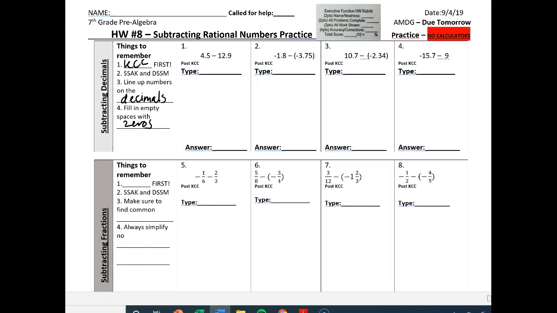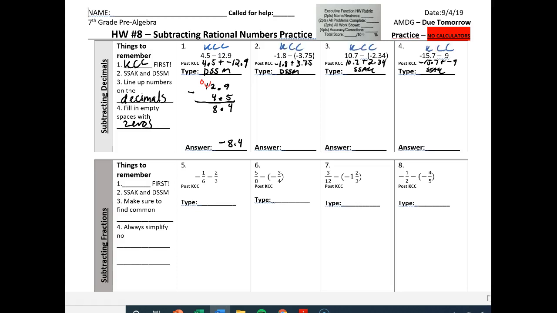So for number 1, we're going to start off by KCC. Under post KCC, we'll write the new type. You see it becomes 4.5 plus negative 12.9. That is a different sign, subtract more. So because we have more negatives, 12.9 has to go on top. So you're lining everything up on the decimal, and then again, you said it was DSSM, so you're subtracting. So go ahead and subtract. You'll get 8.4, but remember you want to keep the sign of the one that you have more of, which is negative, so you get negative 8.4.